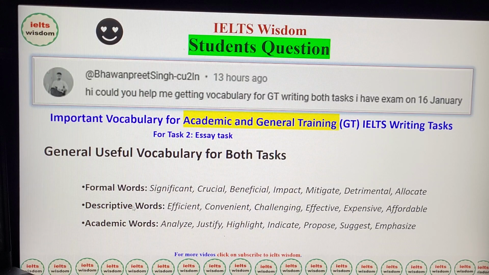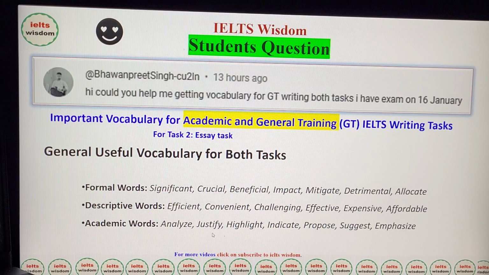And descriptive words you need to learn: efficient, convenient, challenging, effective, expensive, and affordable. These are the words which we usually see very commonly in countries abroad, like America, Australia, New Zealand, Canada also. And also academic words which you use in your chart or in your table: analyze, justify, highlight, indicates, purpose, suggest, emphasize.